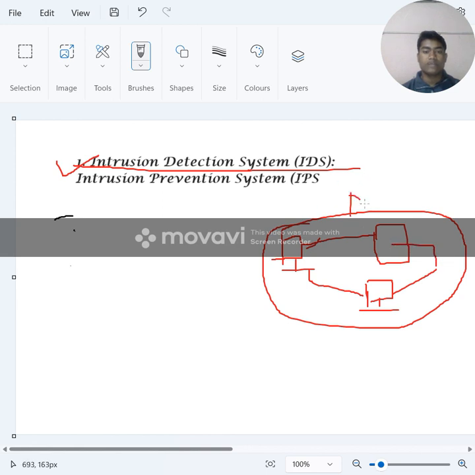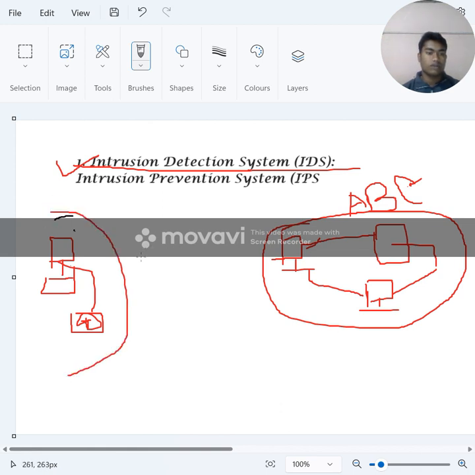Suppose it is the ABC company. And suppose there is an attacker or hacker machine, a hacking machine. There is a network, and both networks are not the same. In between there is mainly the internet.